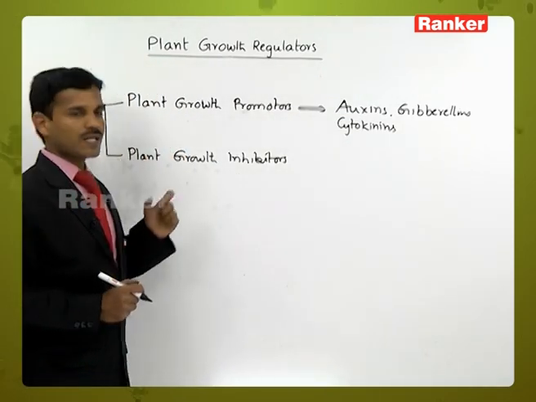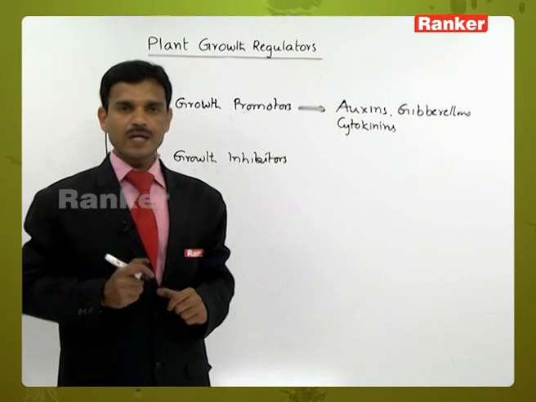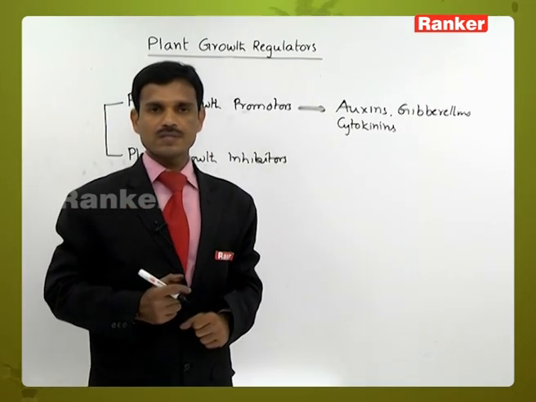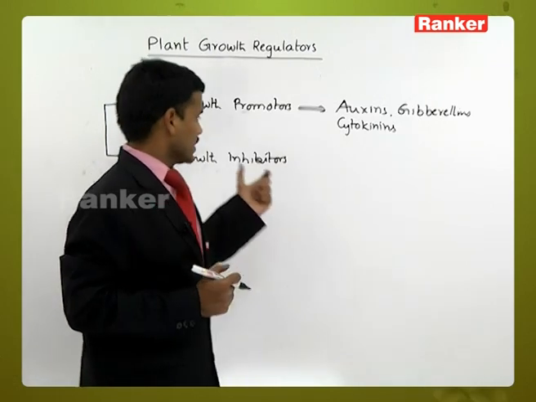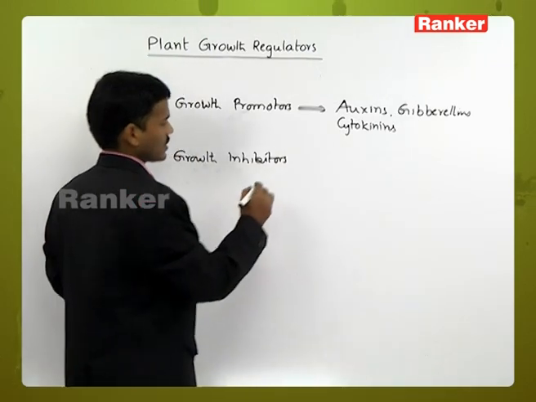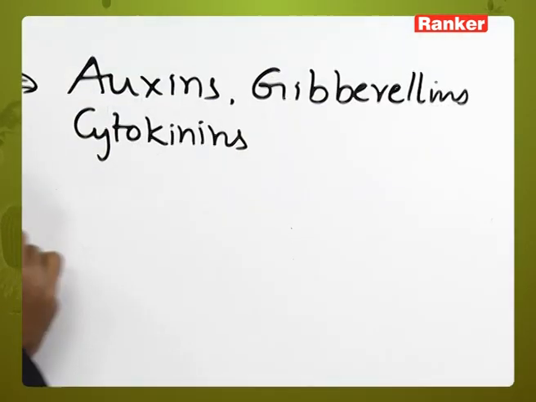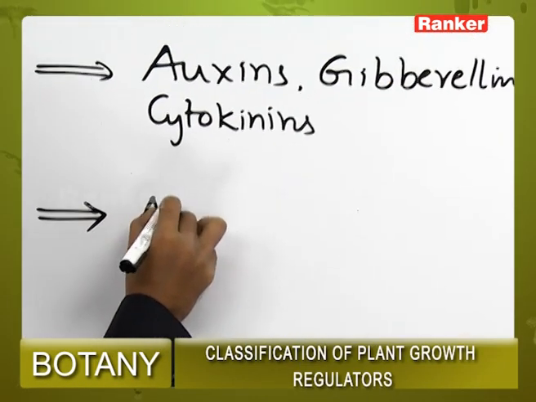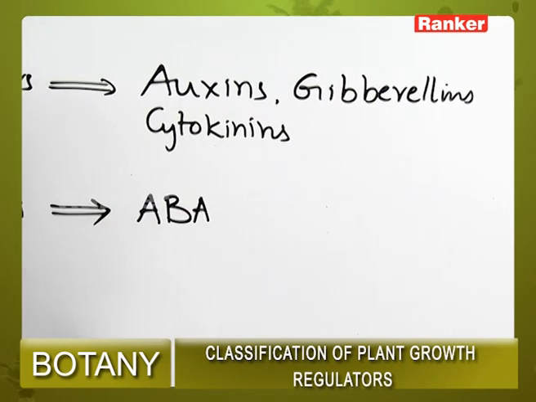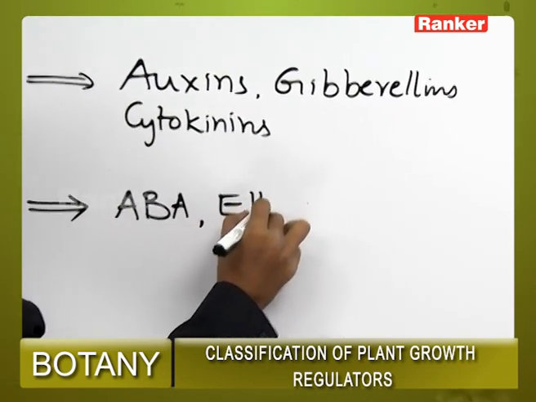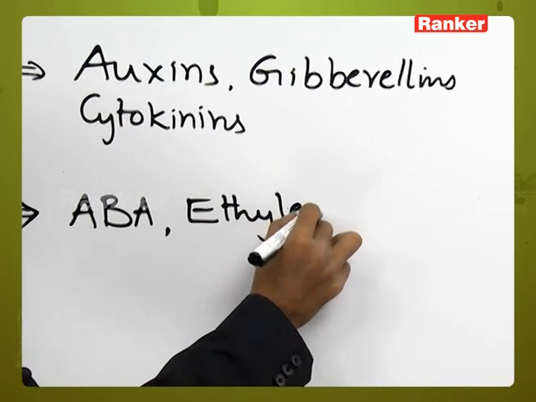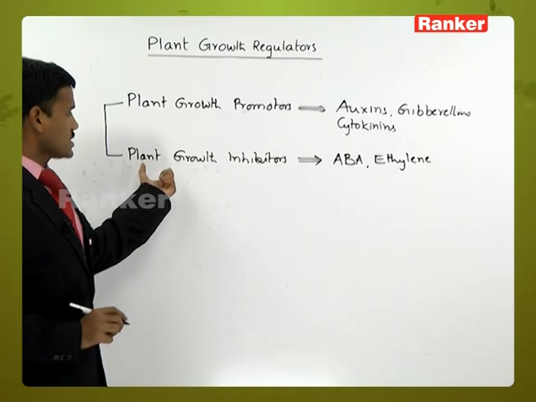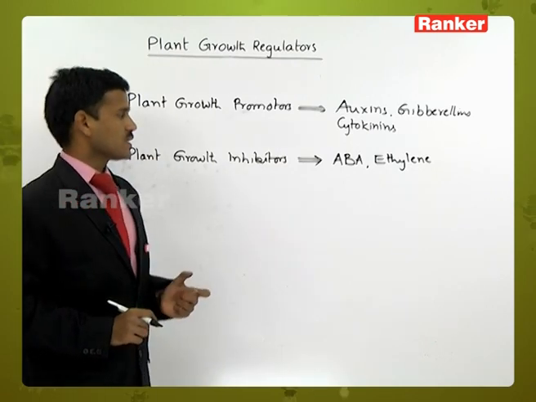Next, plant growth inhibitors. They are involving in the inhibition of growth. The falling of leaves and fruits, that is abscission. Here inhibitors are inhibiting the growth. Abscisic acid is also one inhibitor. Ethylene and abscisic acid, they are considered as plant growth inhibitors.